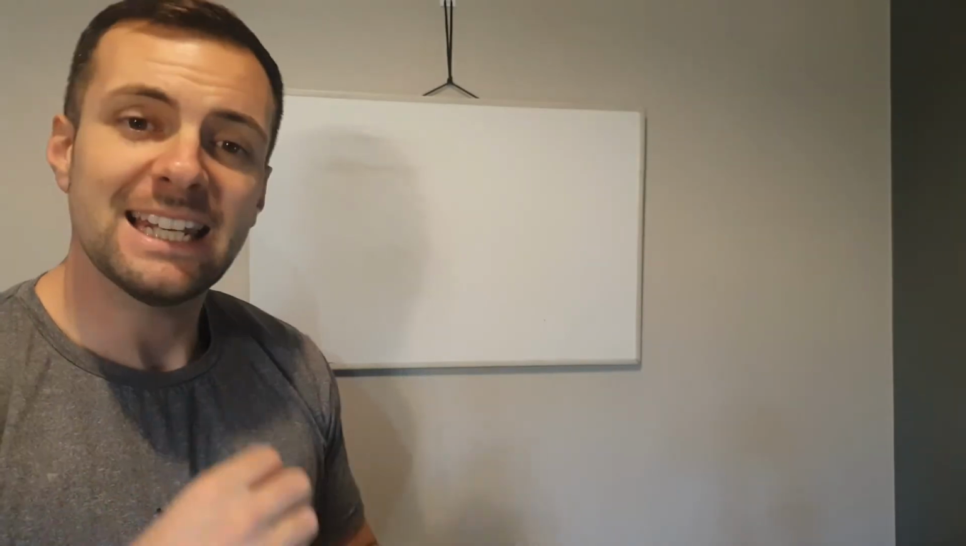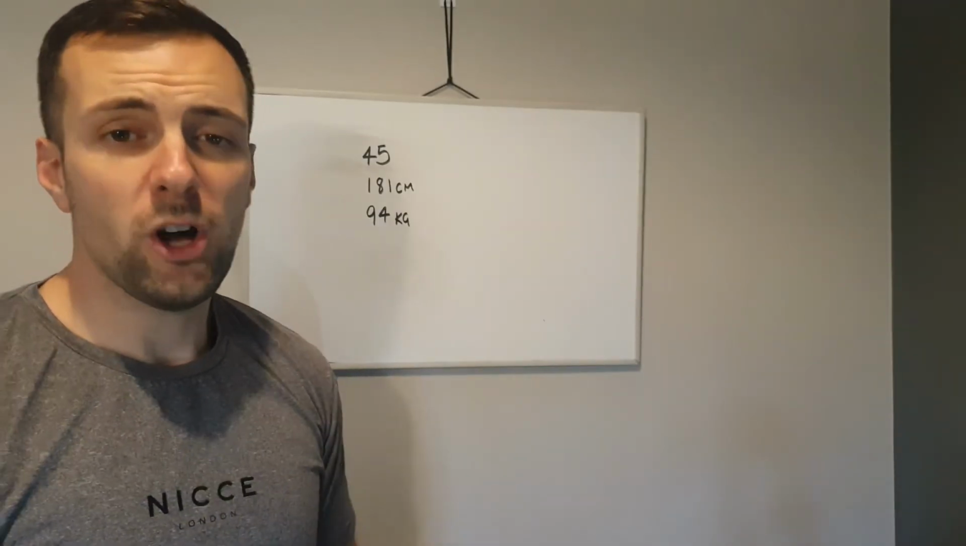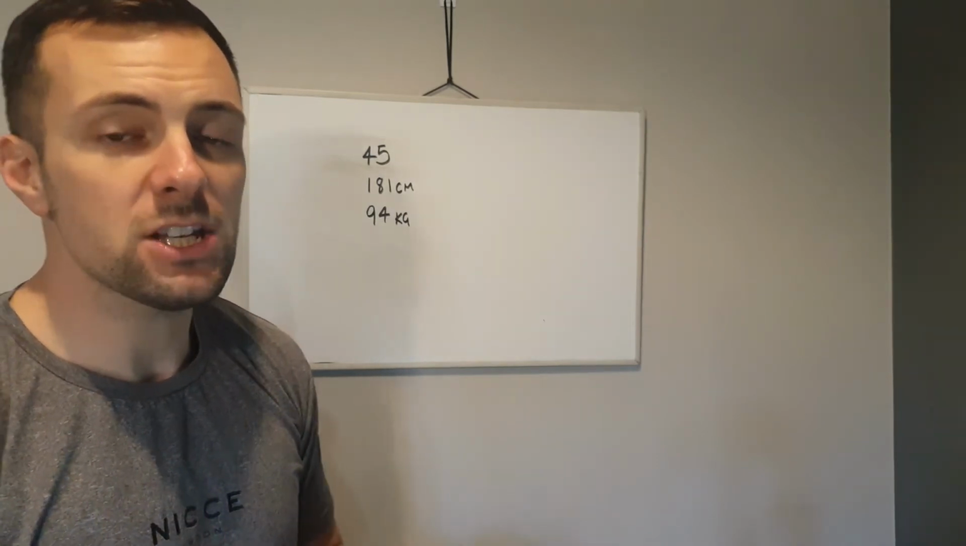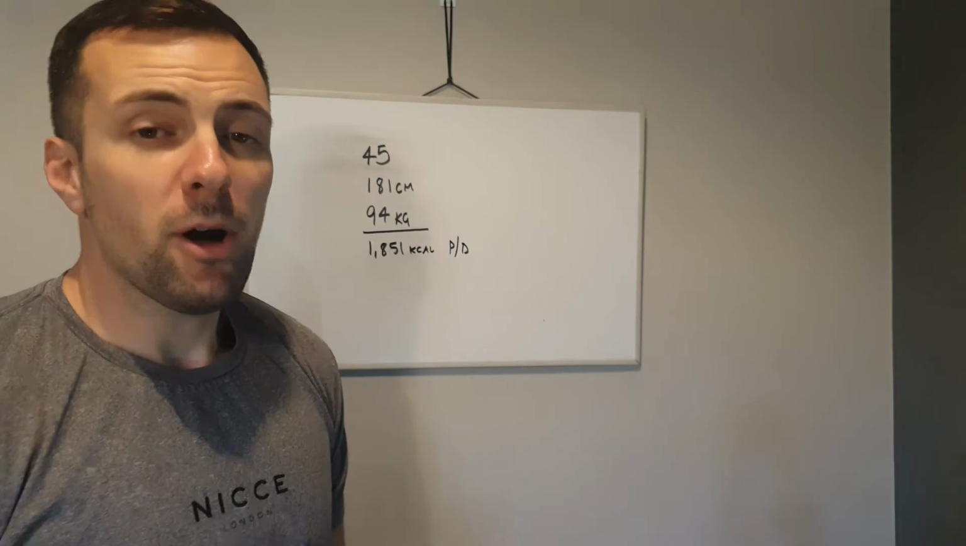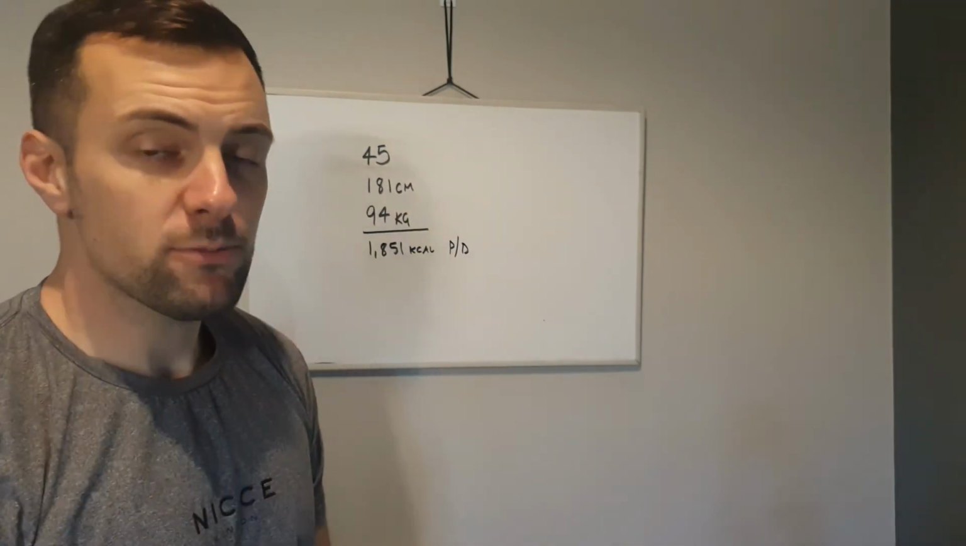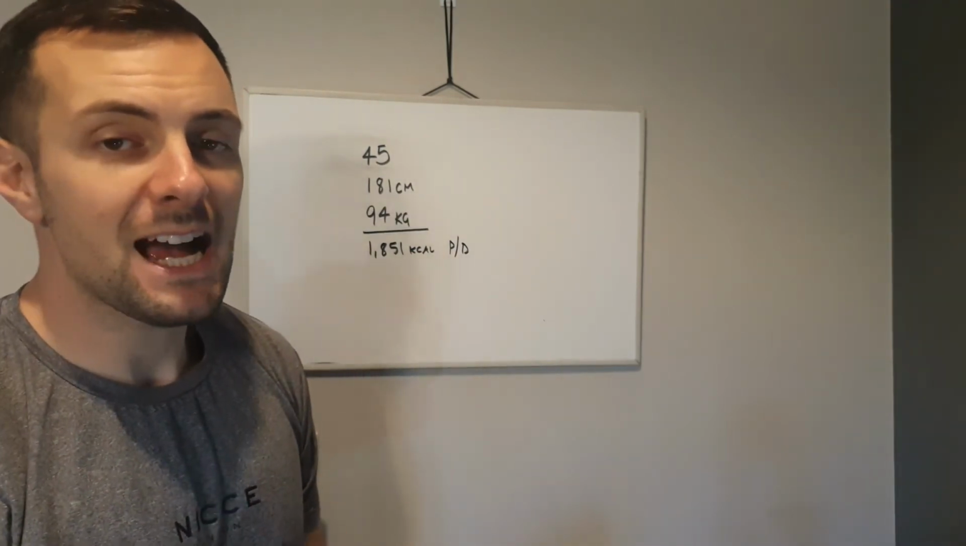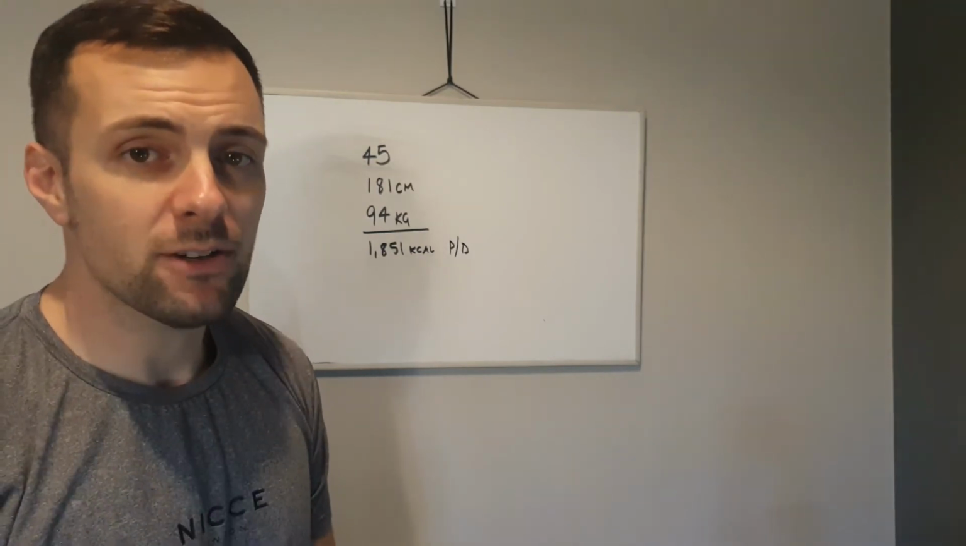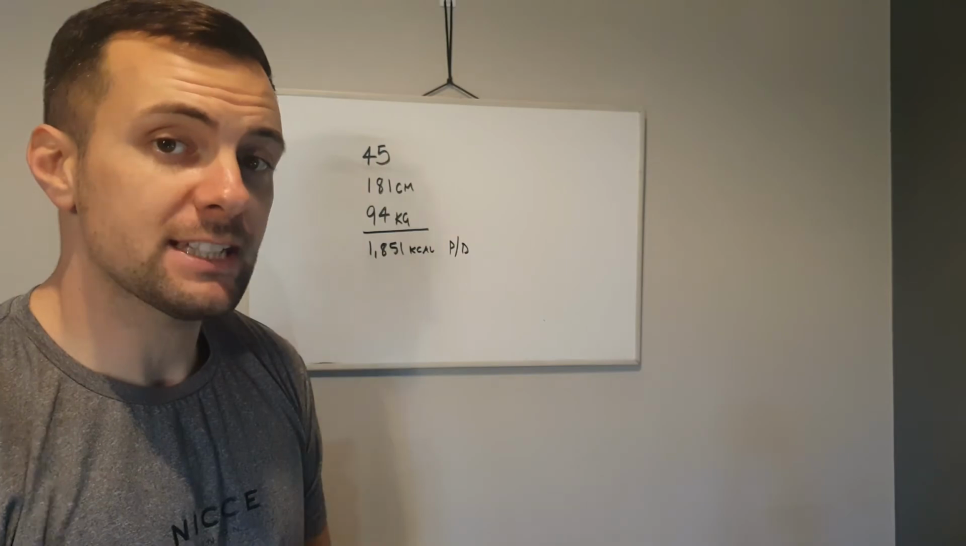So for argument's sake, let's take John. John is 45 years old, his height is 181 centimetres, and he weighs 94 kilograms. Now by my workings out, John's basal metabolic rate, or BMR, sits at 1,851 calories per day. That is the amount of calories which John needs just to survive on a daily basis.